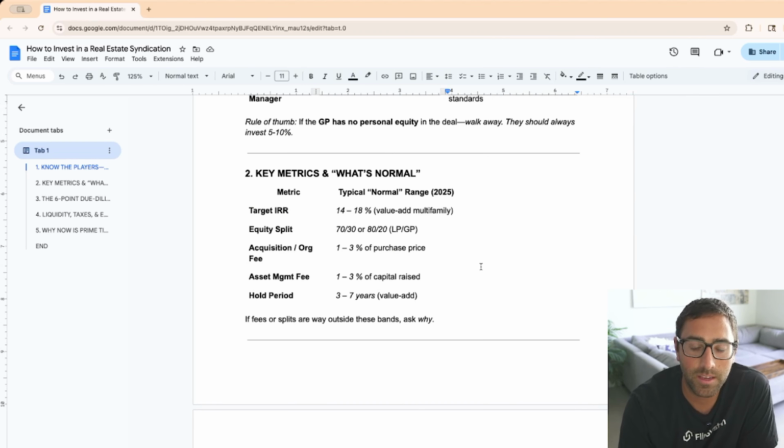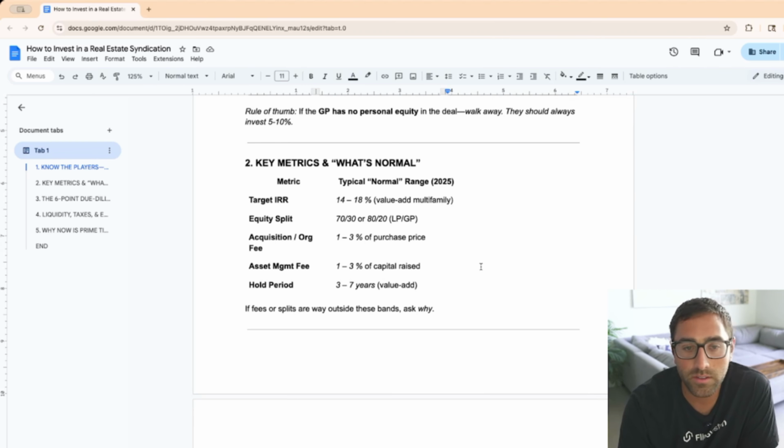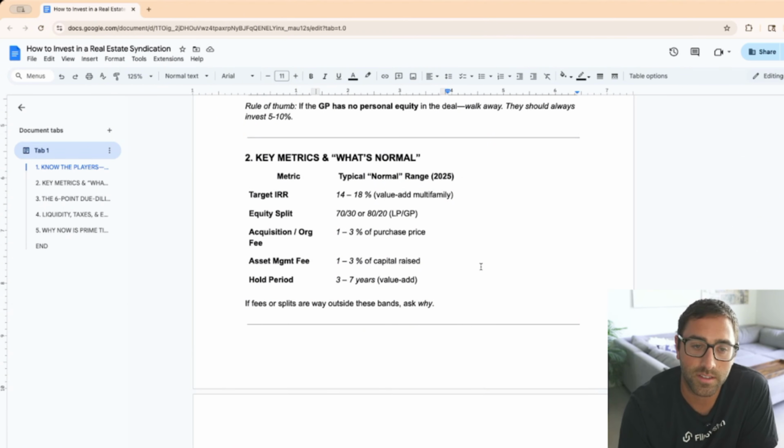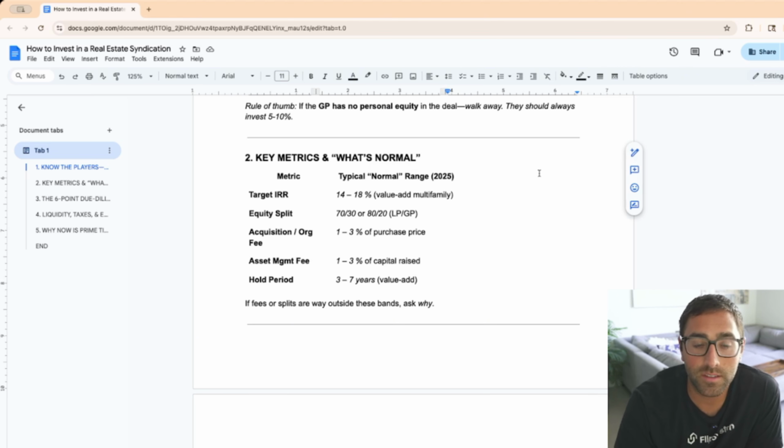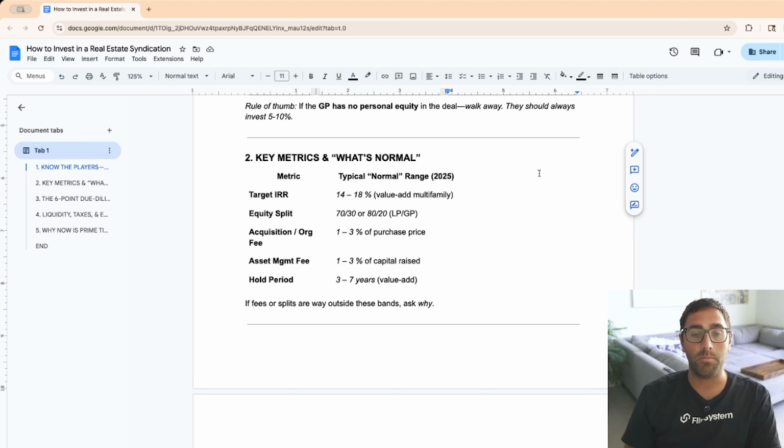Number 2, key metrics and what's normal. So these are all the metrics, typical metrics of a real estate syndication. We have target IRR, equity split, acquisition fee, asset management fee, hold period, all that kind of stuff. So target IRR, this is kind of the return that you can expect to make on your investment. And IRR is return on investment, but with the inclusion of time. So it's pretty much the internal rate of return is what it stands for.